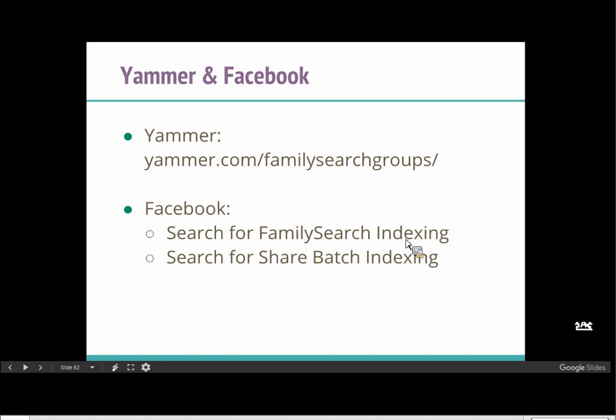Facebook also has a number of different groups. Here are two of the groups that I found the most helpful. One is just called FamilySearch Indexing. So if you search for that on Facebook, you'll get it. And the other is Share Batch Indexing. So this is a place where you can post a request for somebody to look at a batch that you've shared, and you can give people the number, and then they can look at it and give you help right there in the Facebook group.